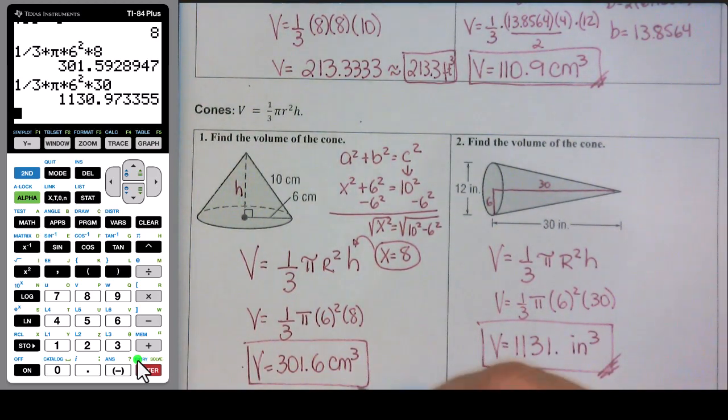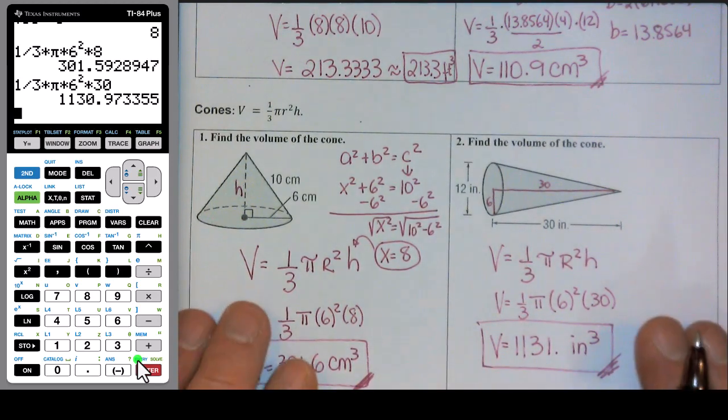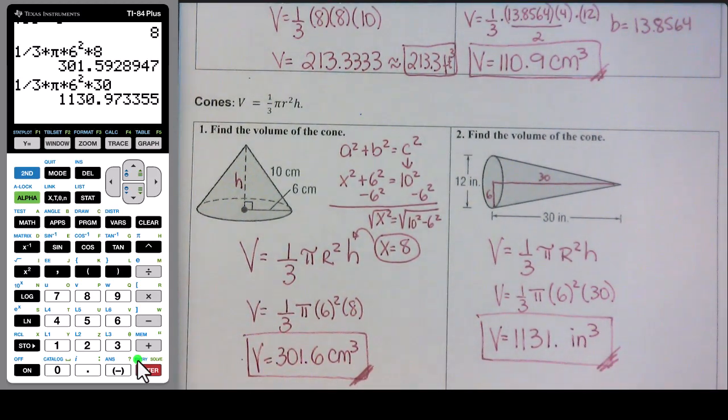So today we learned the different formulas for the volume of different geometric figures. So I hope this video is helpful.